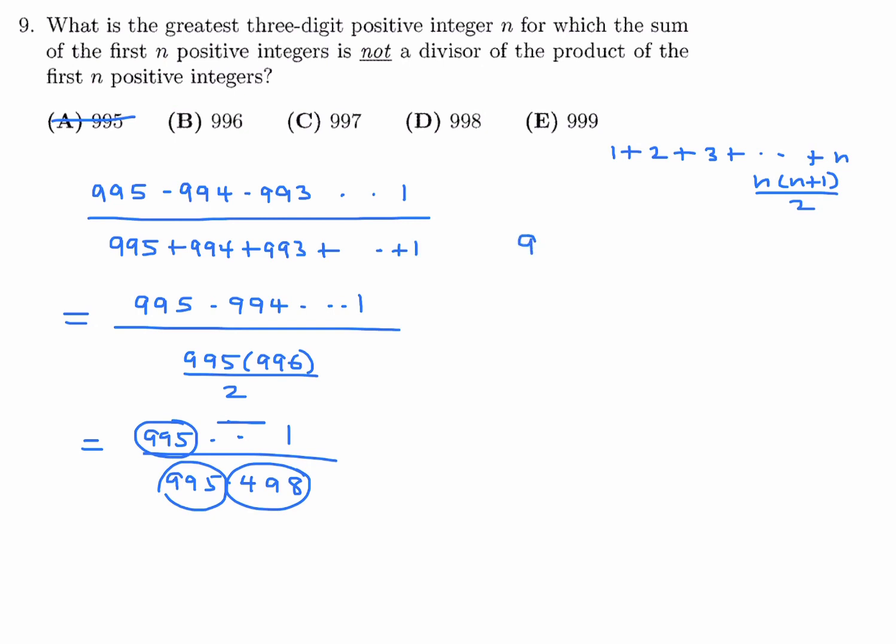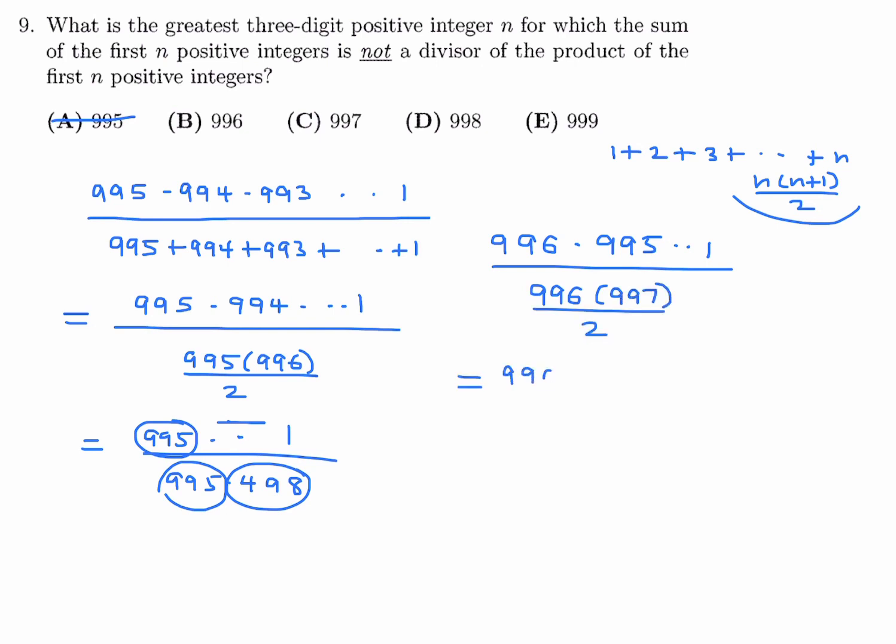Let's try the next one. 996. The product, of course, will be 995 and so on all the way down to 1. And then the sum using this formula will be 996 times 997 over 2. So that becomes 996 times 995 all the way down to 1.